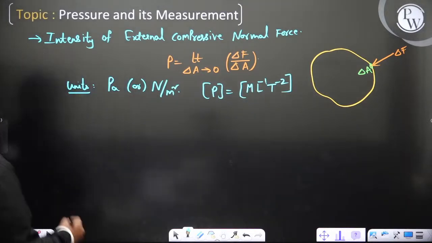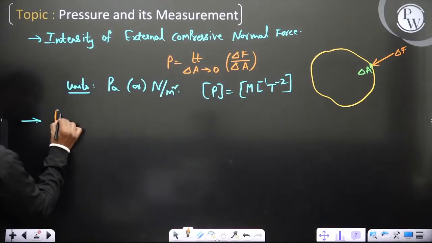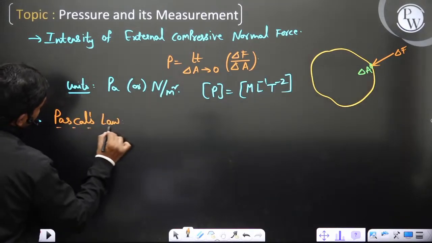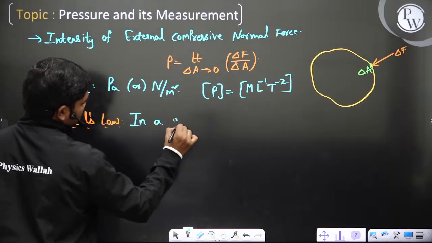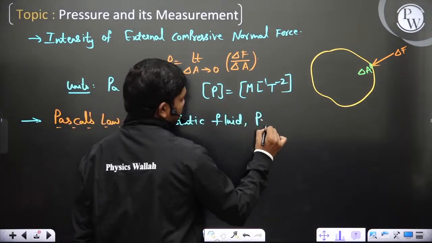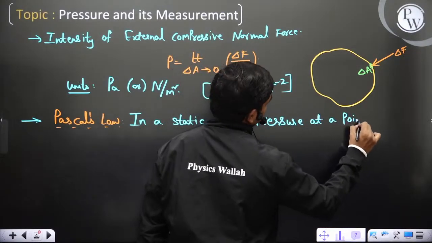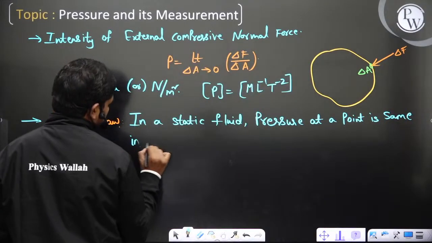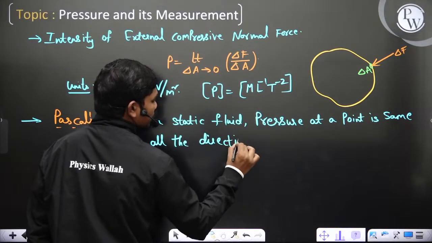Now coming to certain important fundamentals, we generally take something called Pascal's law. So what does Pascal's law state in general? In a static fluid, pressure at a point is the same in all the directions, actually. So this is the same in all the directions.